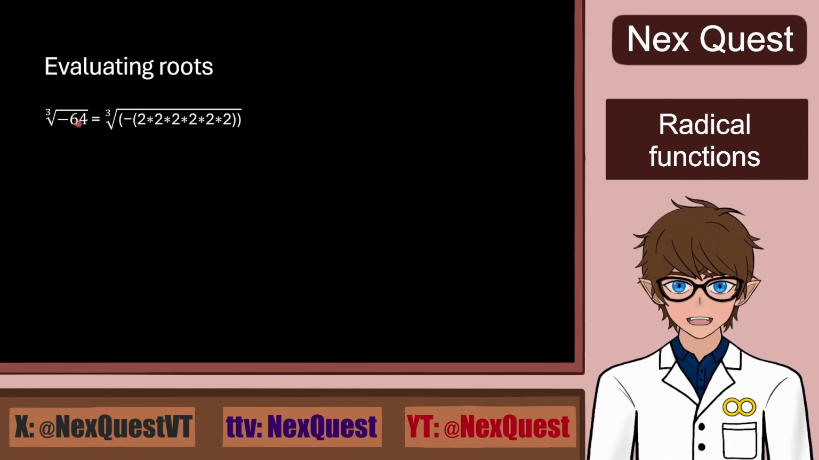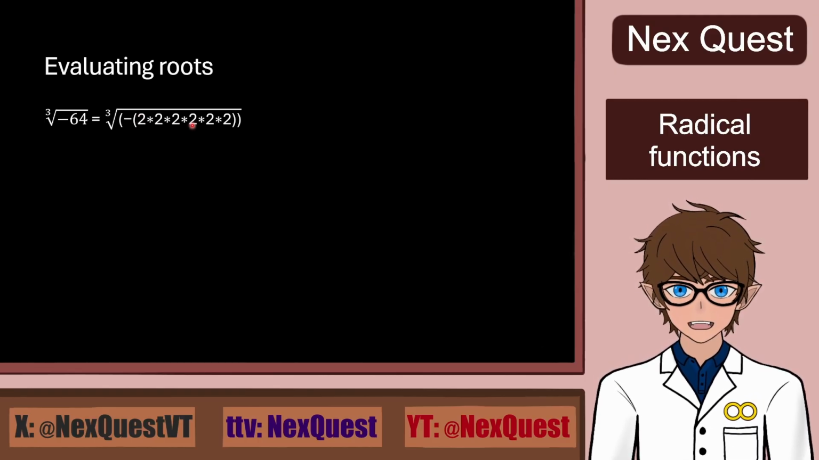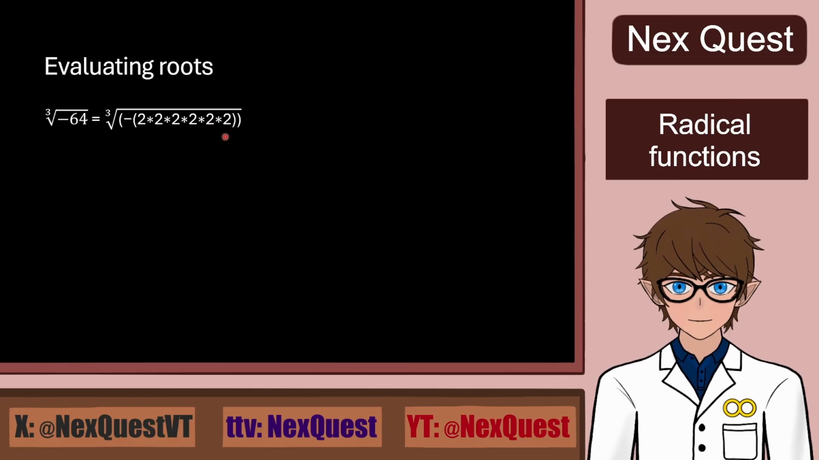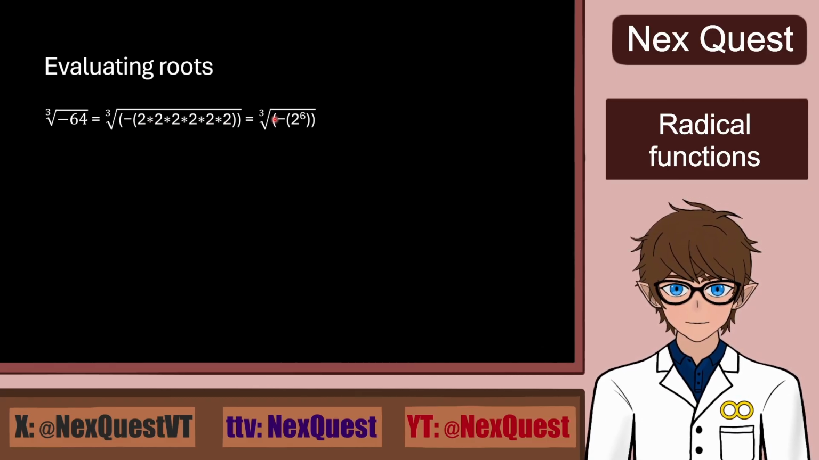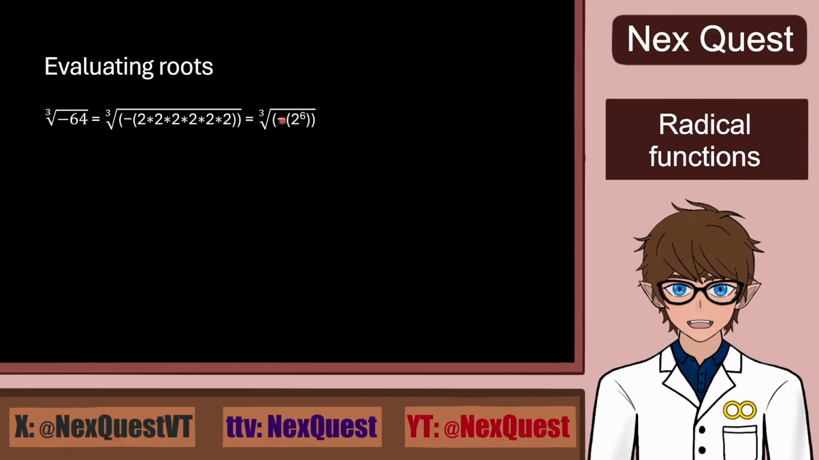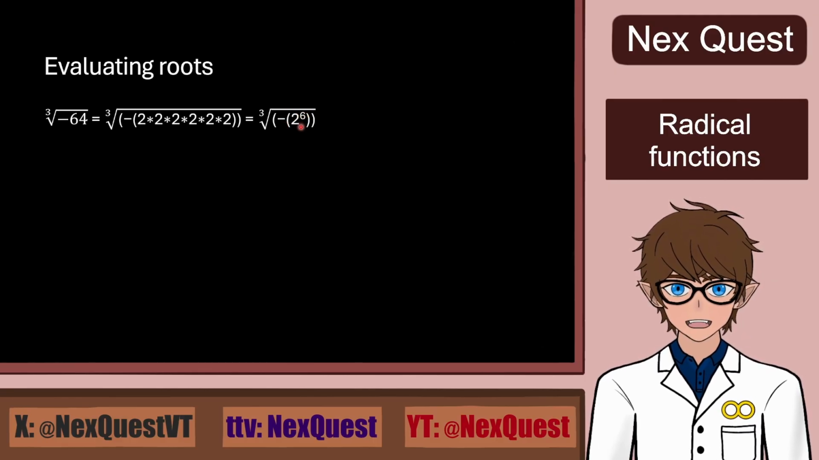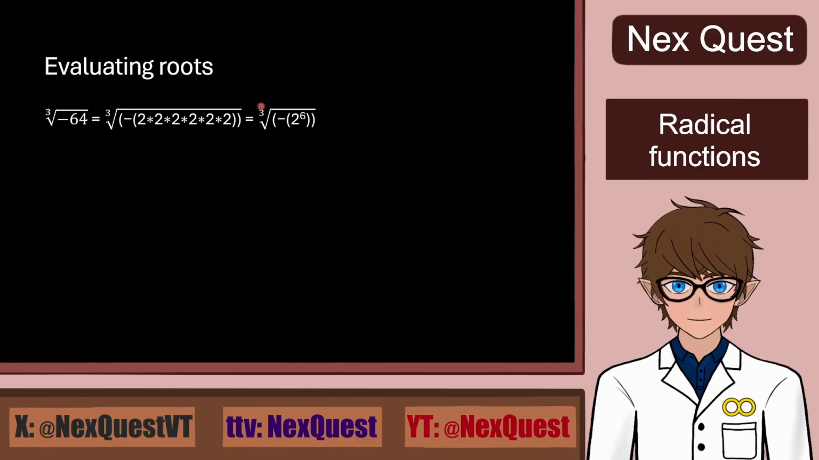So 64 divided by 2 is 32, divided by 2 is 16, by 2 is 8, by 2 is 4, by 2 is 2, by 2 is 1. So when I multiply them all together, I get minus 64. We rewrite this to the exponent, and we get minus bracket 2 to the power of 6, end of bracket, all under the cubic root.